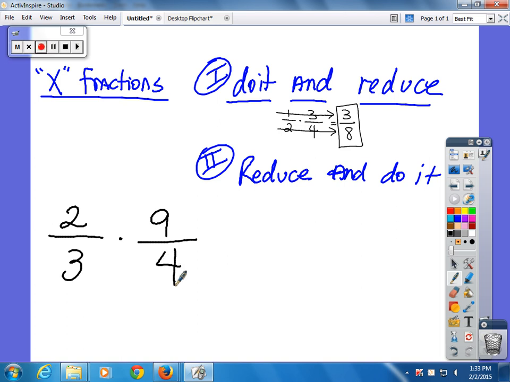Now there's two ways to do that problem, and you are welcome to do both ways while you're writing it in your notes. Go ahead and try it, and do it whichever way you want to. You don't have to do it both ways, but I would like for you to try it both ways. Now, not all the time are you going to be able to reduce and do it. Some of the time you can't, and you have to fall back on the first one.